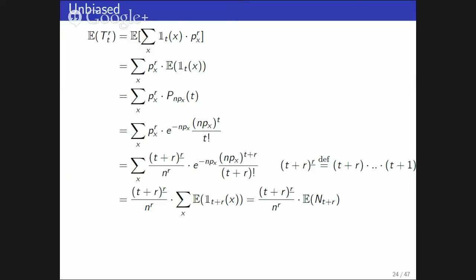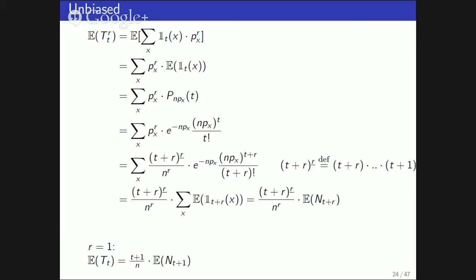It's just the number of elements that appear t plus r times. So it's just the expected value. A special case of this is to plug in r equals 1. So what you get is the expected value of the total probability of things that appear t times, plugging in r equals 1.